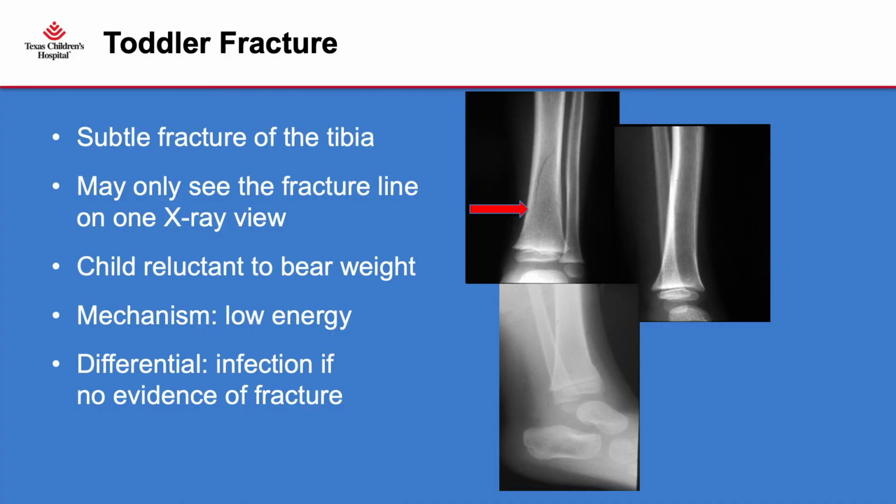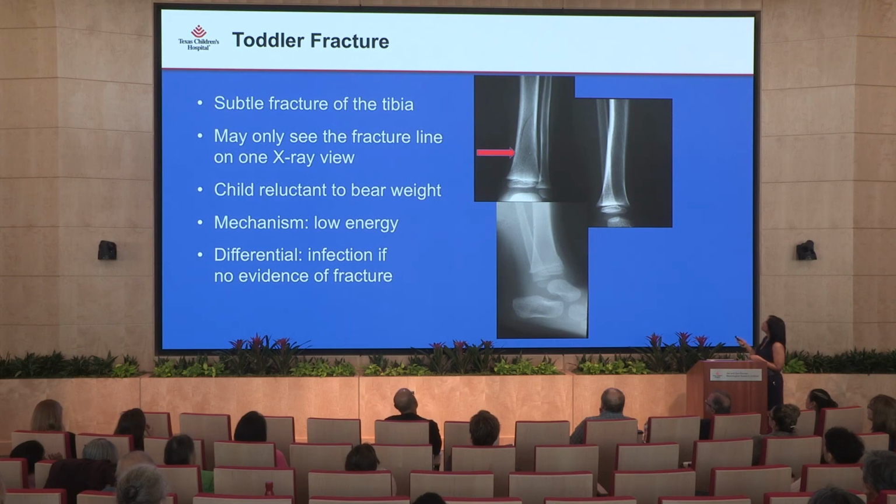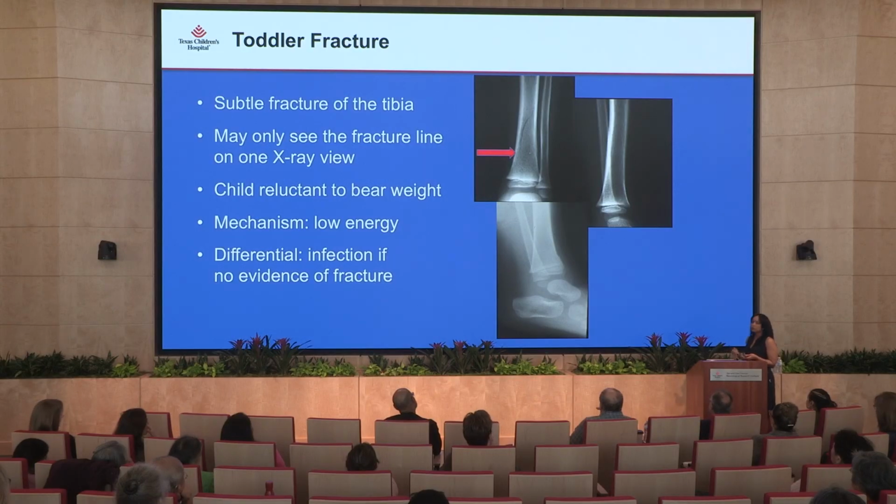And then toddler fractures. So again, always important to get 2 views. You can see this kind of subtle fracture here, but no sign of the fracture on this x-ray. And then a toddler fracture could also just be potentially just a small buccal fracture as well. So these are very subtle fractures. Children usually present with a fall off the couch, or even the mechanism might be unknown. It's usually a low energy injury, and they're refusing to bear weight. If you get your x-rays and you see the fracture, then you can feel very confident that this is a fracture and you can treat them appropriately.